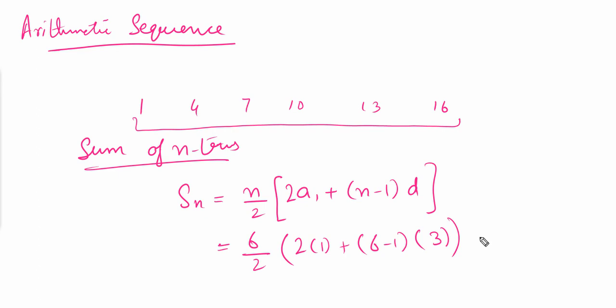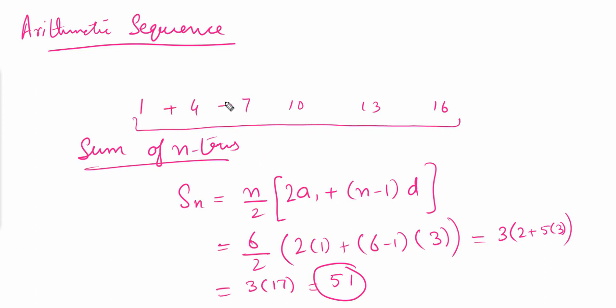So I'll just work it out, and the answer that I'll get is 3 times 2 plus 5 times 3. Once I solve it, I'll get 3 times 17. So 17 times 3 will give us 51. So the sum of these 6 terms will be equal to 51. Let's check whether it is correct or not.